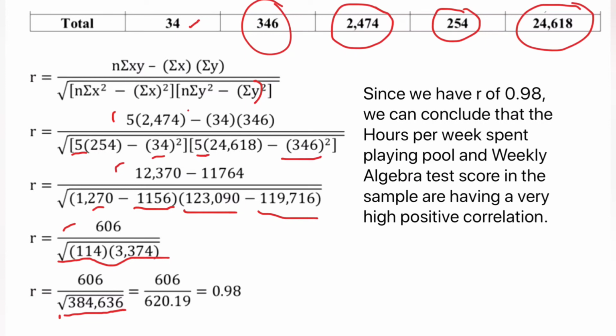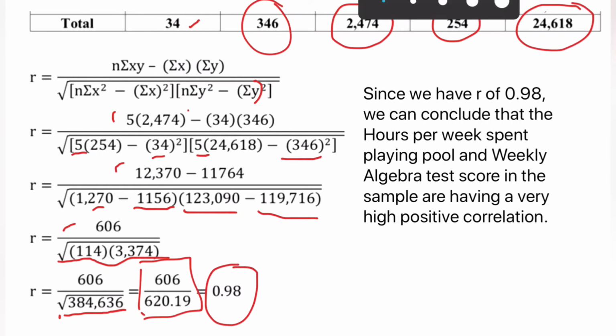Ang lalabas po na sagot ay 620.19. Now, since we have this type ng fraction na dalawa lang sila, we have to divide it, and then 606 divide it by 620.19. The final answer is 0.98. So, in our conclusion, okay, 0.98.